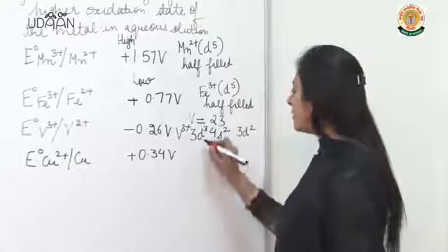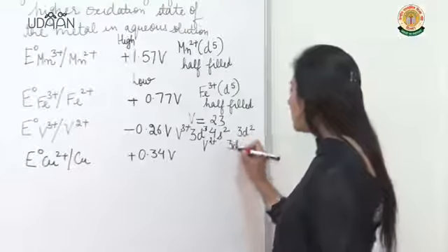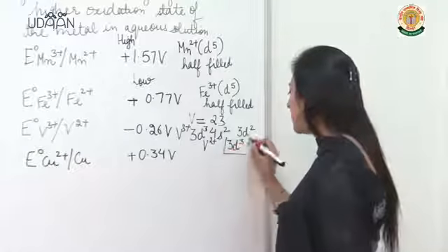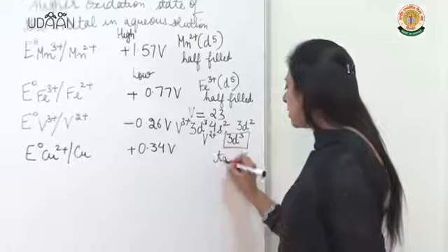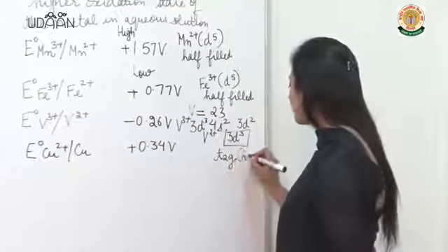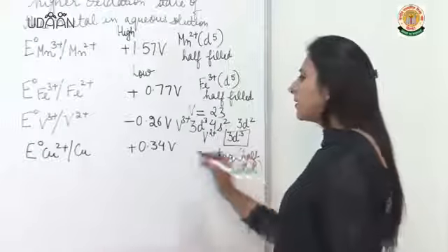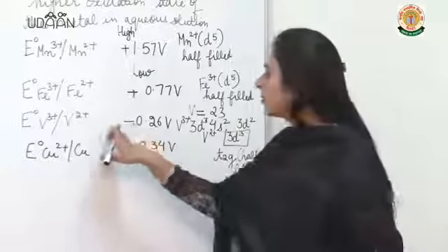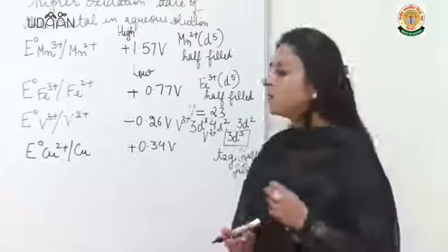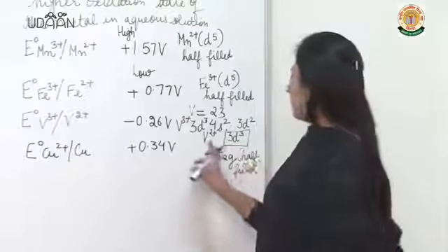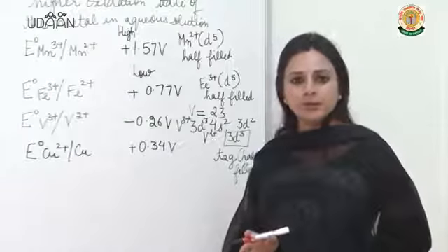But when I say V2+, what does V2+ mean? That my configuration will become 3d3. Now what is the significance of this 3d3 configuration? The t2g orbital becomes half filled, which is more stable. Now the low value here, what does this indicate? A negative electrode potential value indicates that it would like to get reduced to V2+, because the t2g orbital becomes half filled.